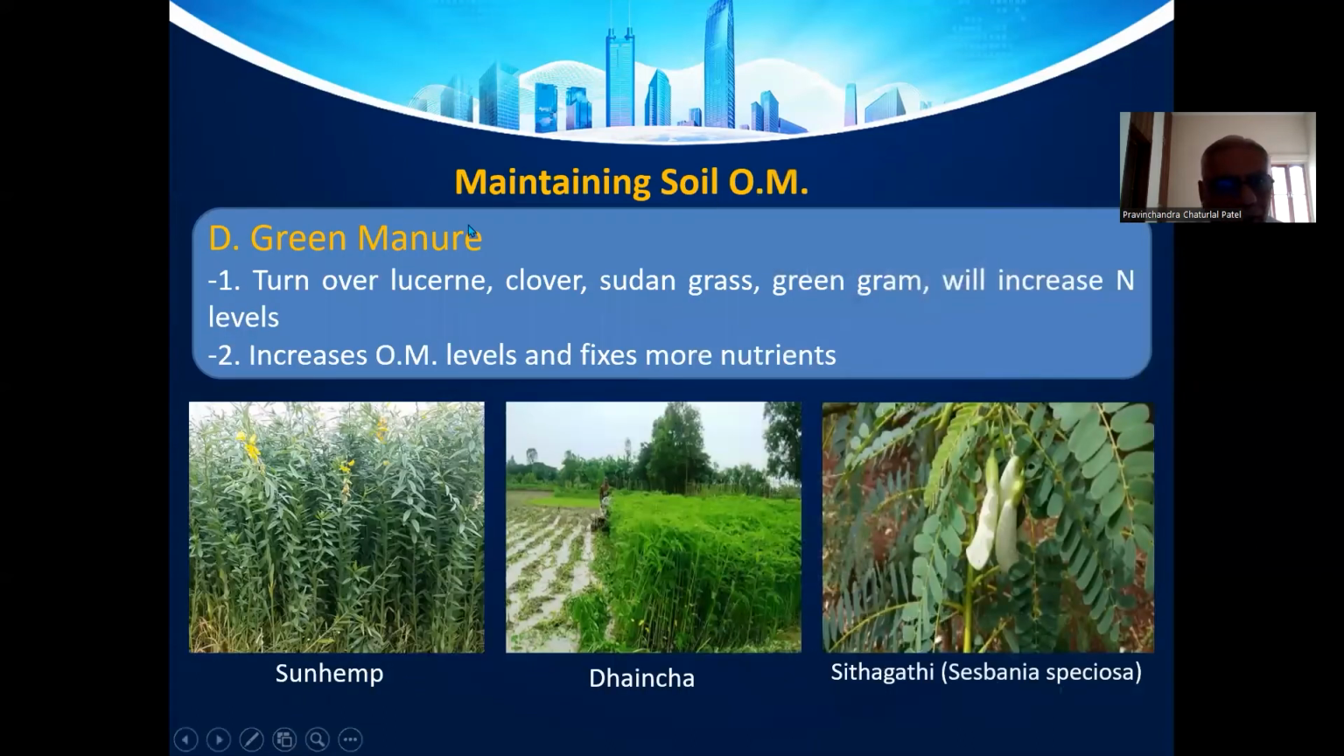Then maintaining soil organic matter, so green manure. Turn over lucerne, clover, Sudan grass, or green gram to increase the nitrogen level. Or you can use Sunnhemp, Dhaincha, and Sesbania. In normal soil, you can use Sunnhemp as a green manure. In problematic soil, saline alkali soil, you can use Dhaincha because it loves saline conditions. The second one increases organic matter level and fixes more nutrients.